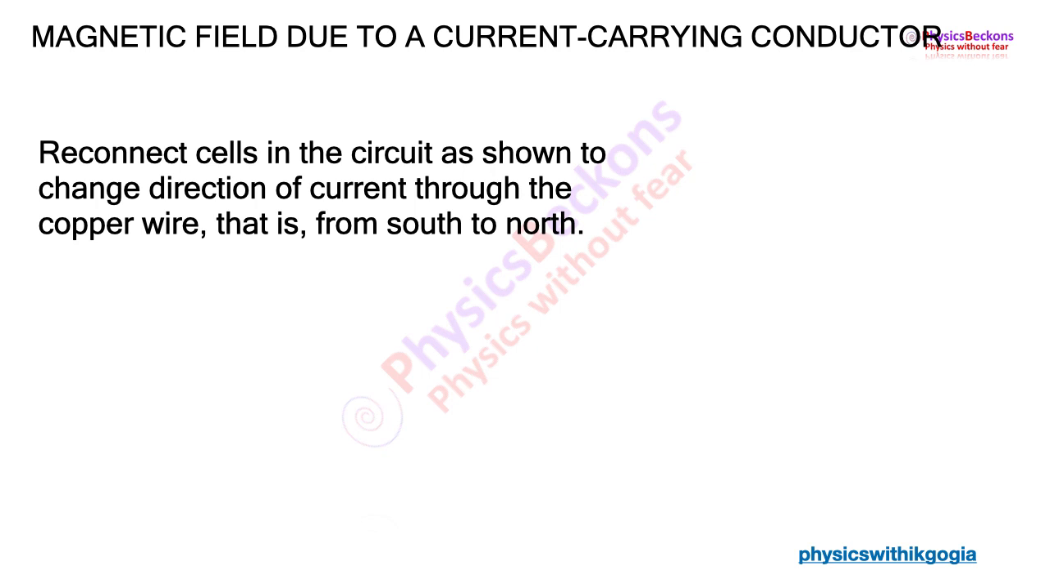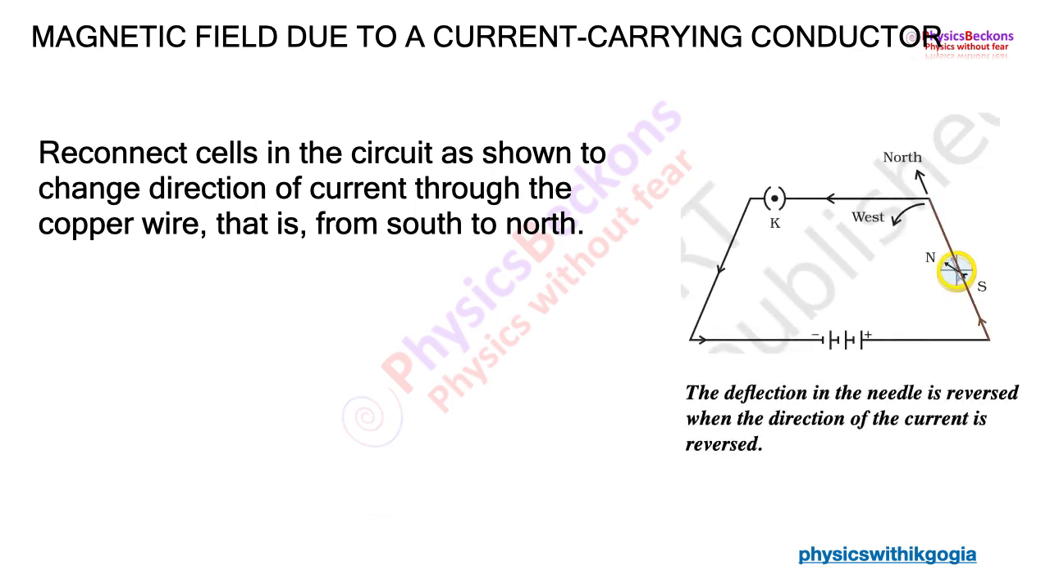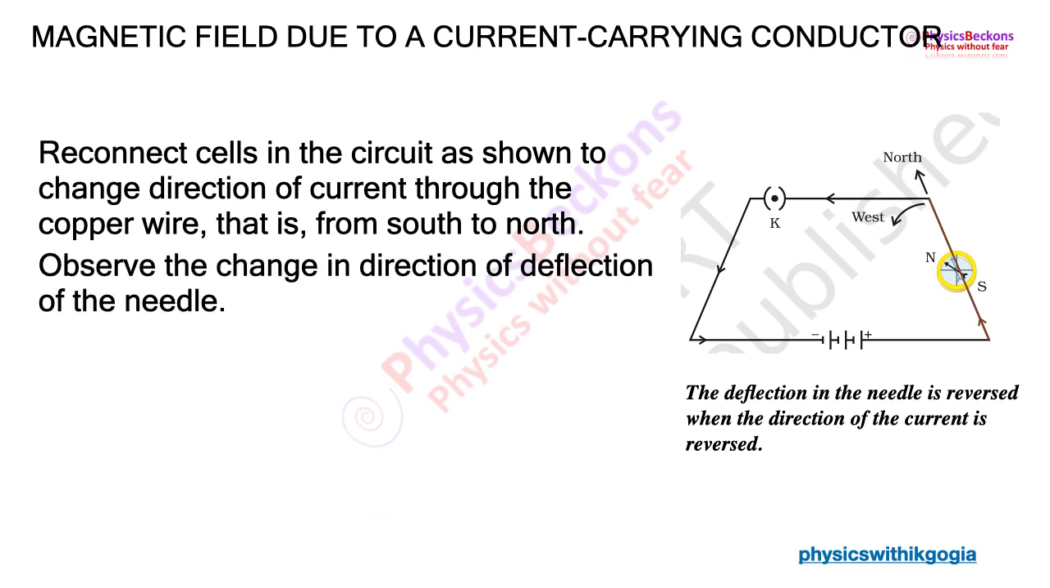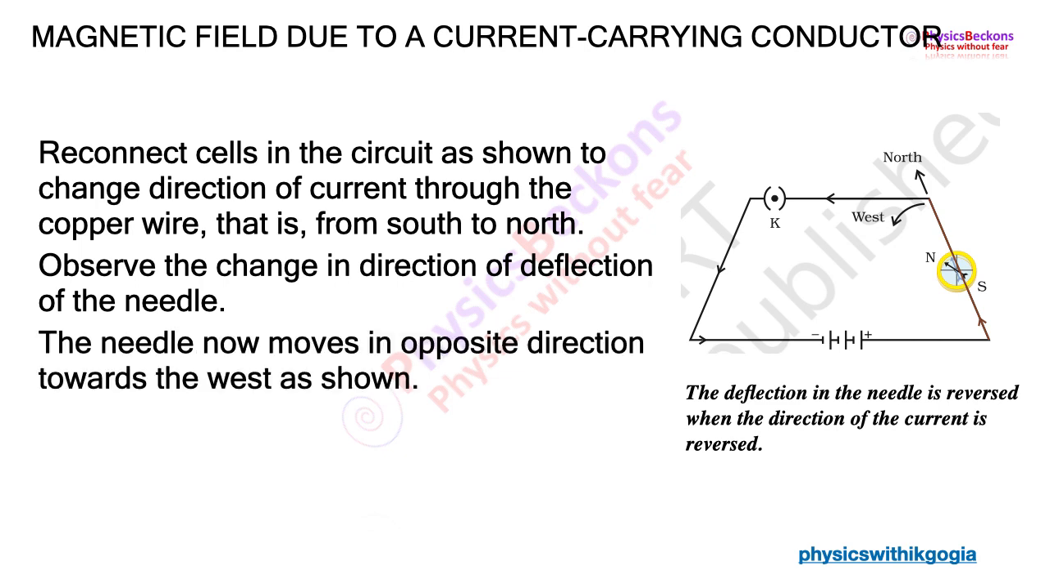Reconnect the cells now to reverse the direction of current. The current now is flowing from south to north. Please mark it very carefully. In the previous setup, current was flowing from north to south. In this setup, the current is flowing from south to north. The north pole of the compass now gets deflected towards west. So, there is a change in direction of deflection of the needle. The needle is now moving in the opposite direction as shown.